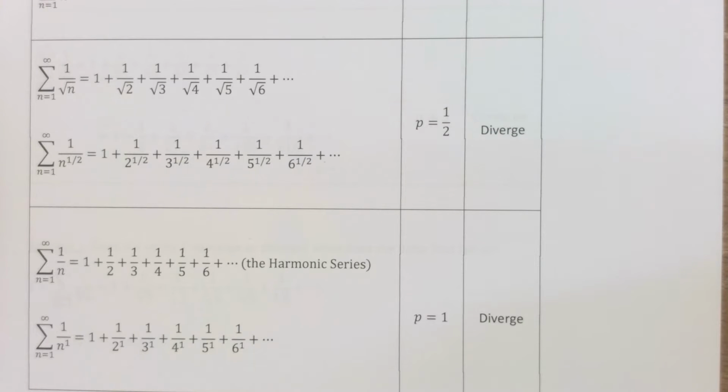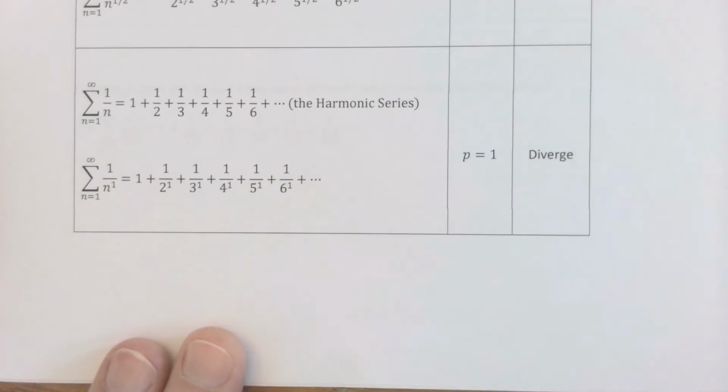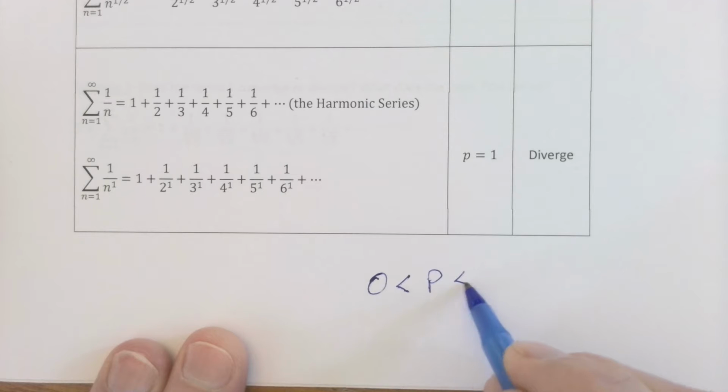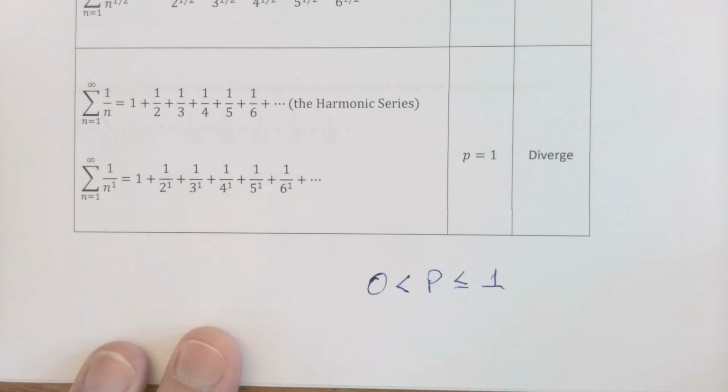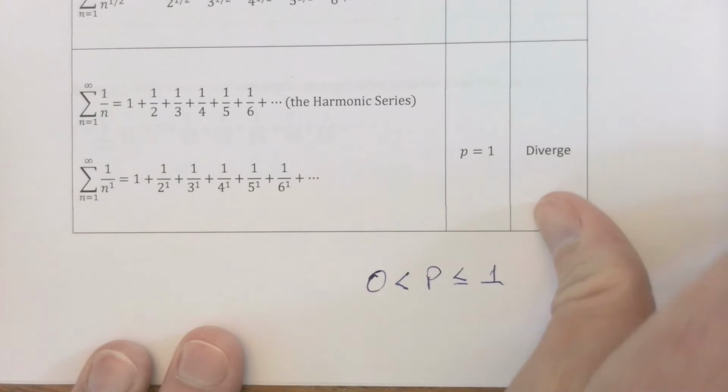But notice that each one of these values for P came somewhere in this range: 0 was less than P was less than or equal to 1. The rest of our examples are going to have P values that are strictly bigger than 1. And let's take a look at some of those now.